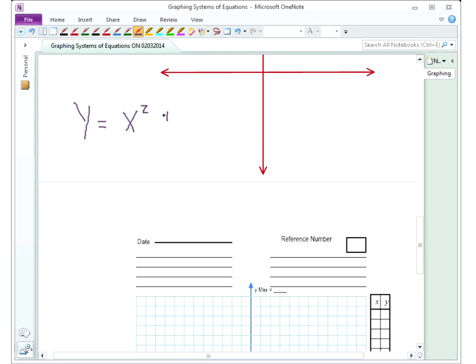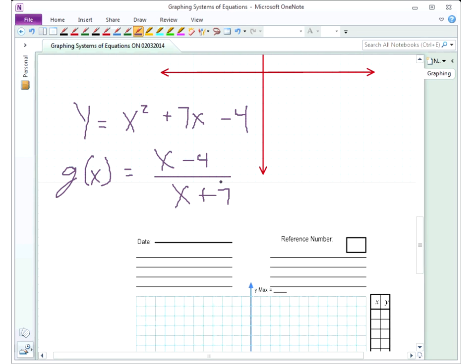So we'll do y equals x squared plus 7x minus 4. And then for the other equation, let's do another rational. I'm going to use function notation on this one. Let's say g of x equals x minus 4 over x plus 7. I'd like you to give that a try. Don't forget the proper use of parentheses while you're trying to put that rational in.